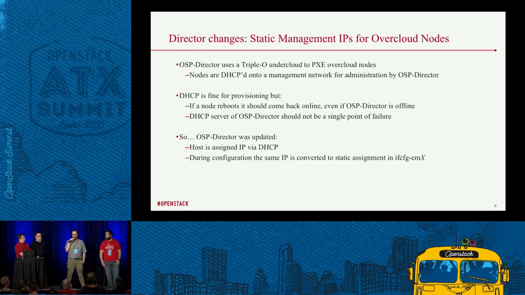You could, in the heat template for Director, configure several static IPs. They just had a specific requirement for the management network for it to have static IPs. So the solution is that when the system boots to be provisioned, DHCP is used to hand in an IP address, and then the system is installed and imaged. But during the configuration later, the deployed node's ifconfig file is modified to have a static IP. Next slide.